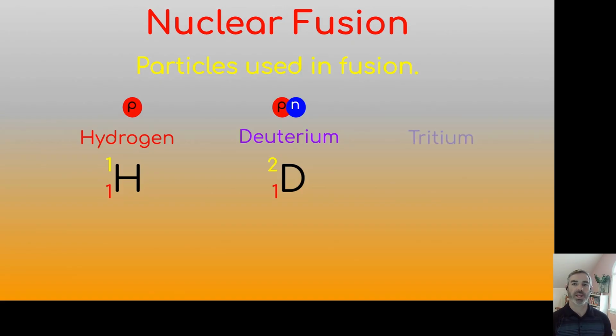Now, tritium is also hydrogen. It just has three nucleons, two neutrons and one proton. And these are the three particles that mostly will be used in fusion to produce energy. And we're trying to do that using a fusion power plant, but that has not been created yet. We're still a long ways away from that.